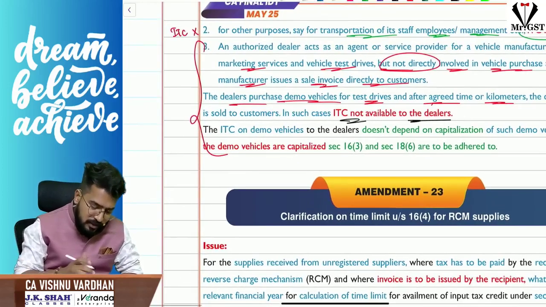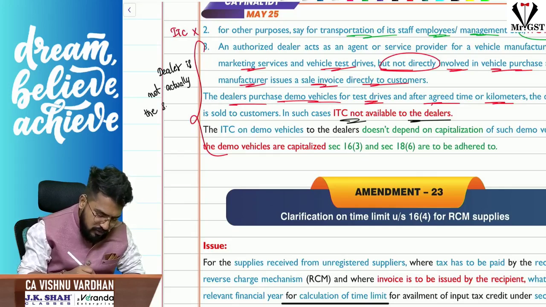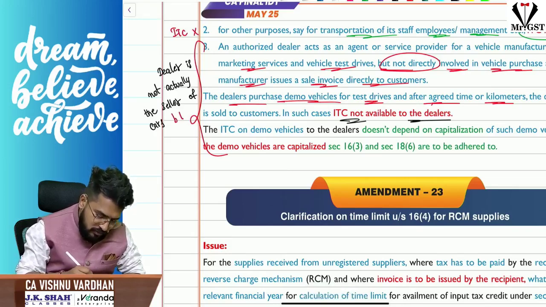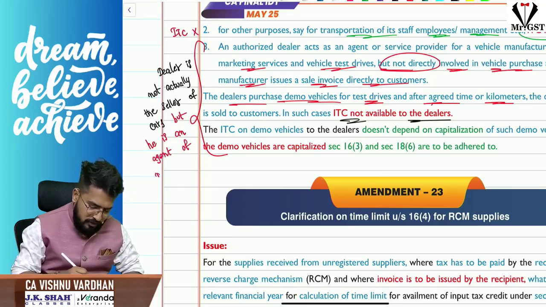That means here, the dealer is not actually the seller of cars, but he is an agent of the manufacturer.